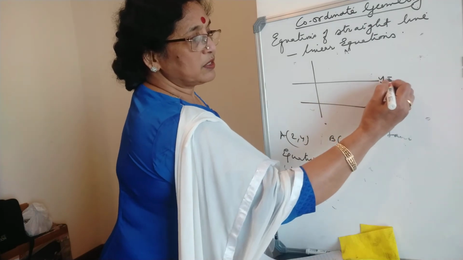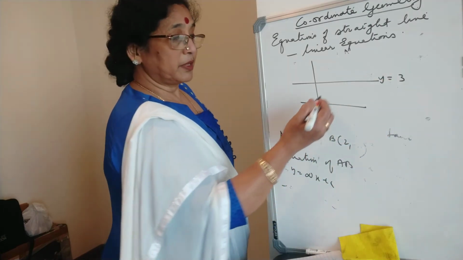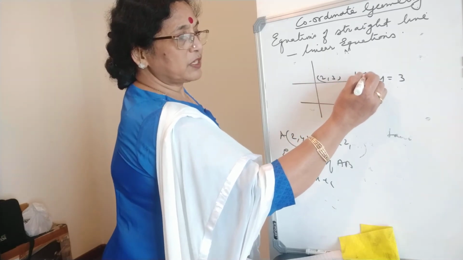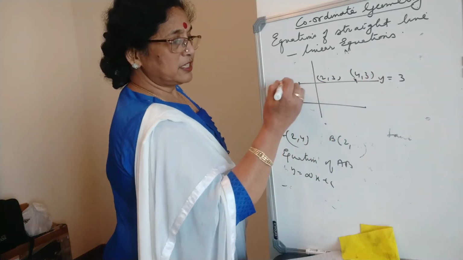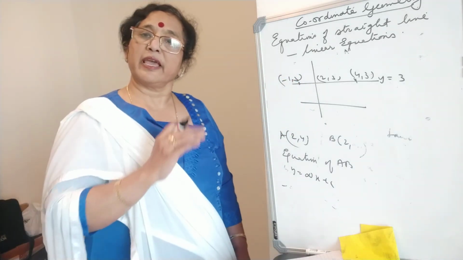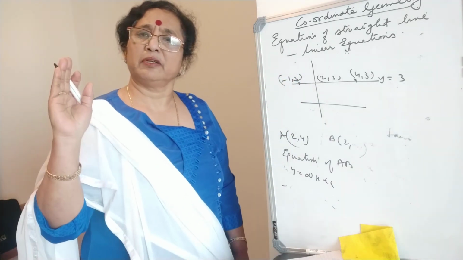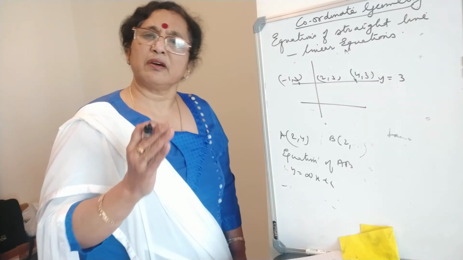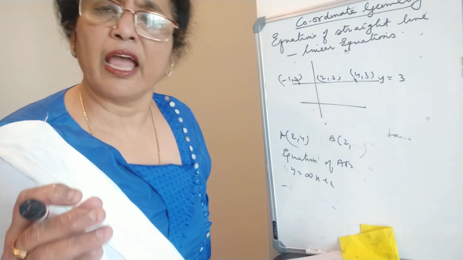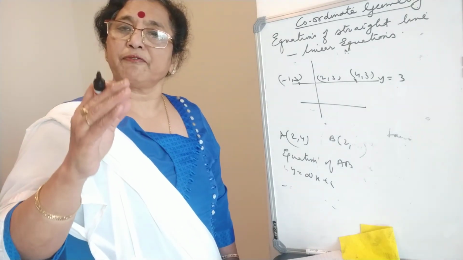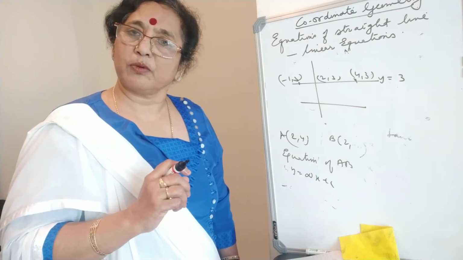Similarly, if you have a line y equals 3, what is the meaning? It is always, that means this is (2, 3). This point is (4, 3). And this point is say (-1, 3). So y will always be constant. X can be any real number. So if I say find the equation of the line passing through (3, 4) and (5, 4), the equation is y equals 4.